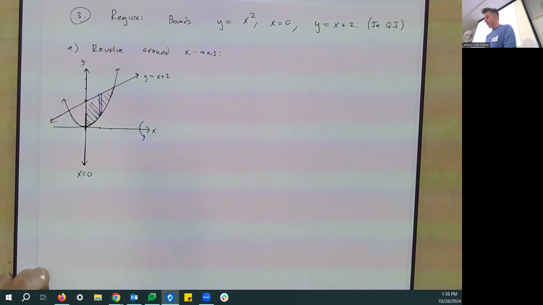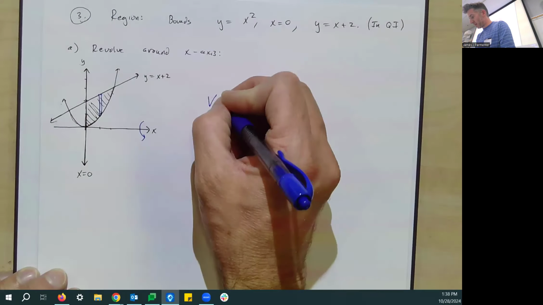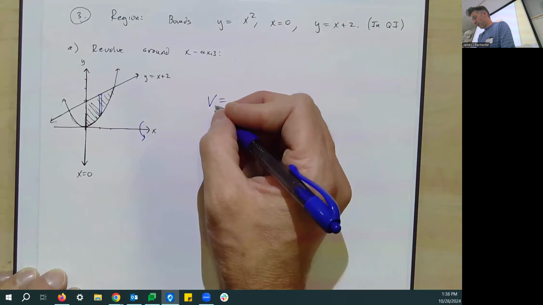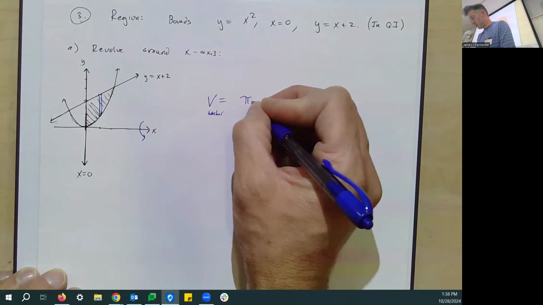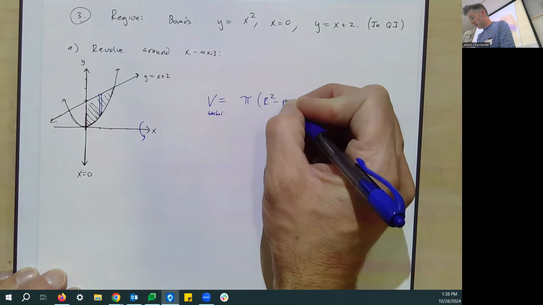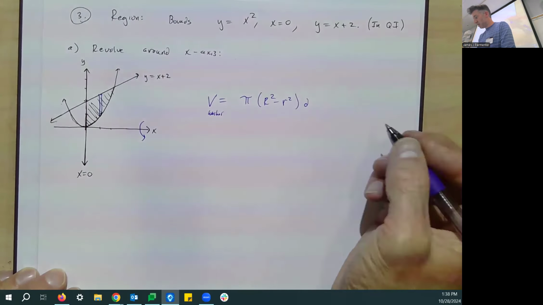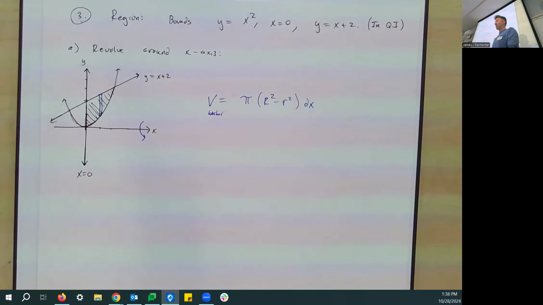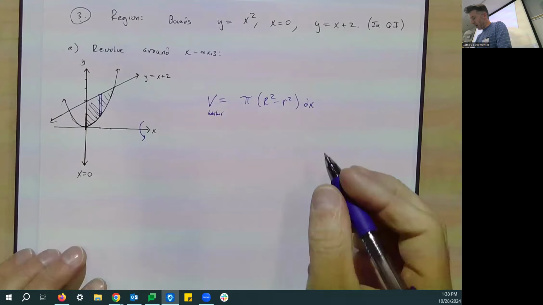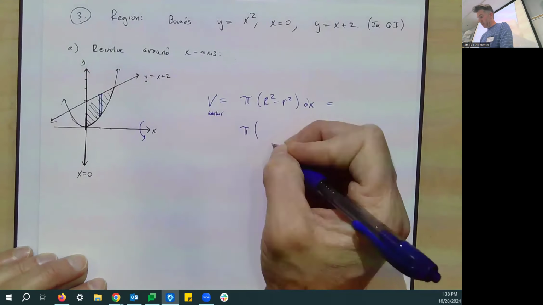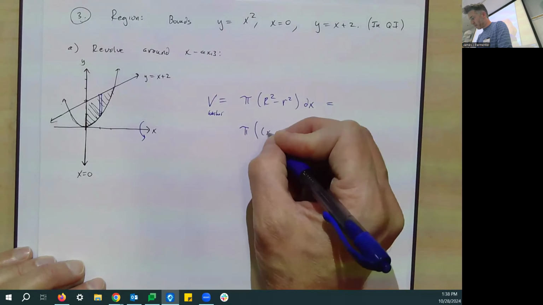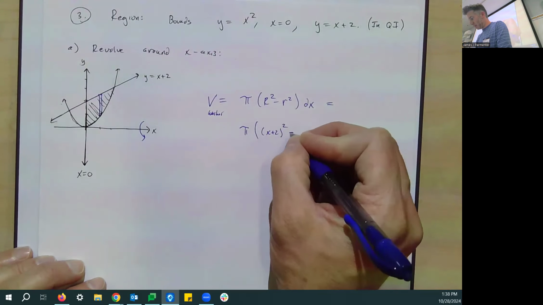Okay, so this is the fortunate situation. Our volume here is going to be, I like to say the volume of my washer is pi times my large radius squared minus my small radius squared times d what? Dx in this case, because my vertical strip has a thickness that's just a little bit change in x. And then we're going to fill in our radii. The larger radius is the function further away from the axis. The smaller radius is the one that's closer.